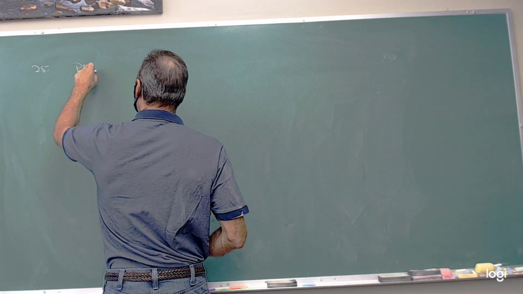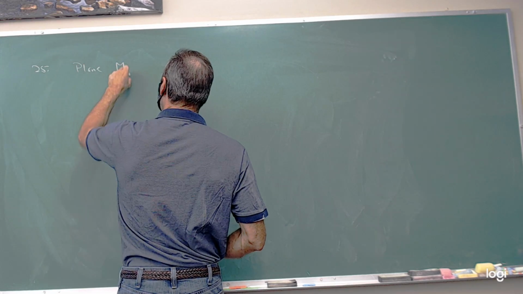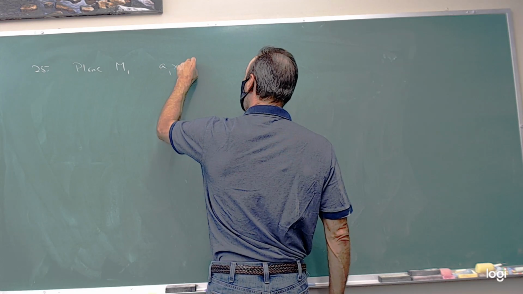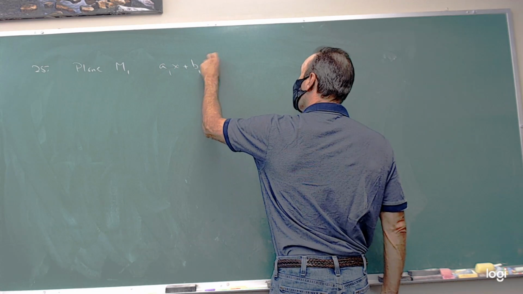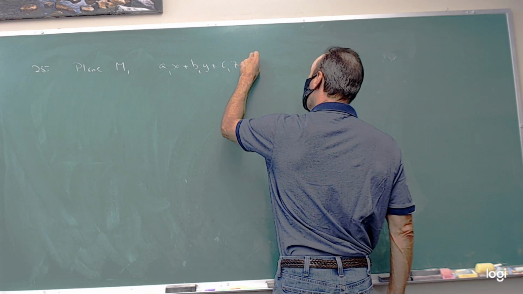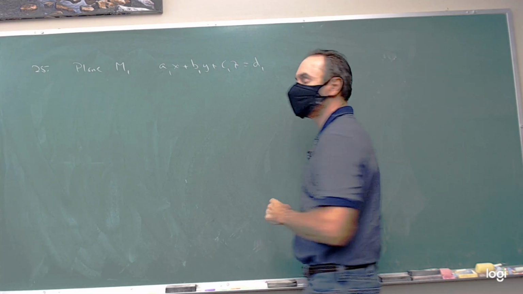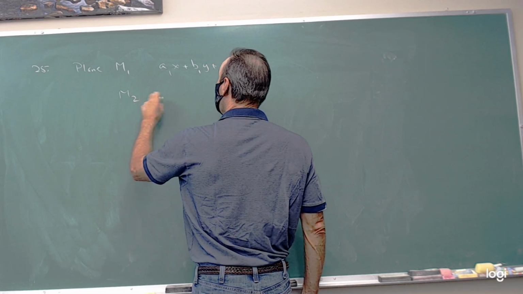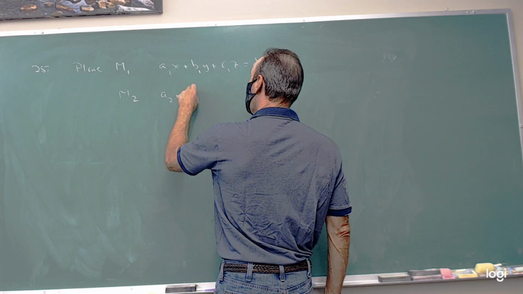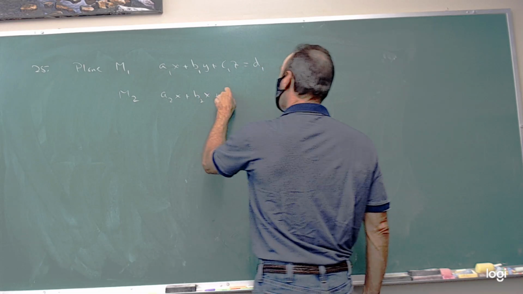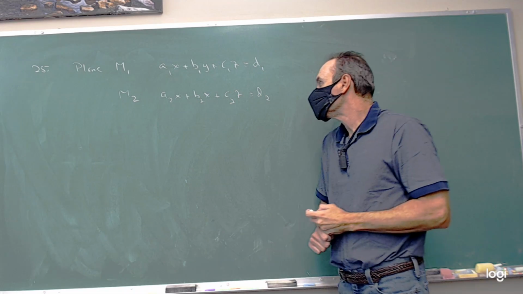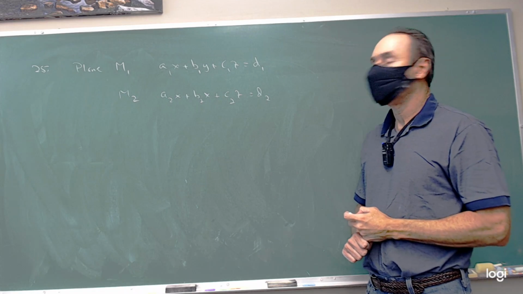Okay, plane. There's a picture. Plane M1 has equation A1x plus B1y plus C1z equals D1. Plane M2 has equation A2x plus B2y plus C2z equals D2. Explain why in the diagram theta equals alpha, and then there's a diagram.